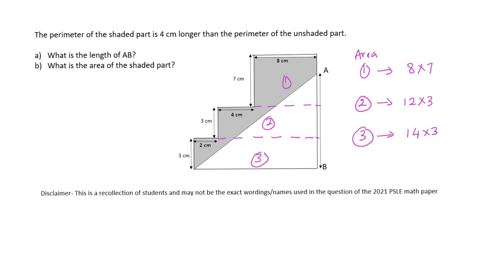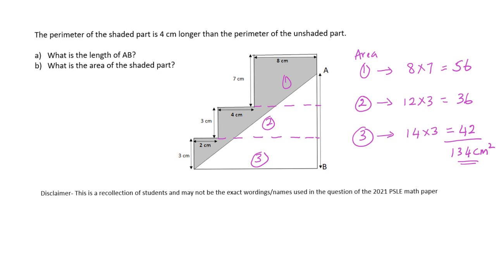So the area of rectangle 1 is 8 times 7, which is 56 centimeters squared. Area of rectangle 2 is 12 times 3, which is 36 centimeters squared. And area of rectangle 3 is 14 times 3, which is 42 centimeters squared, which gives us a total of 134 centimeters squared. So this is the area of the whole figure.